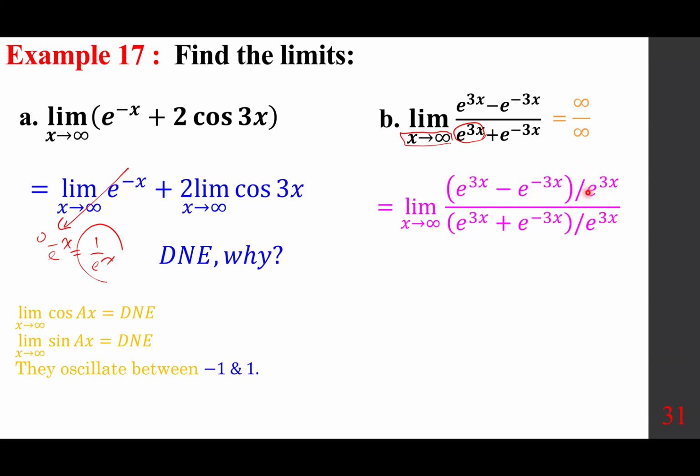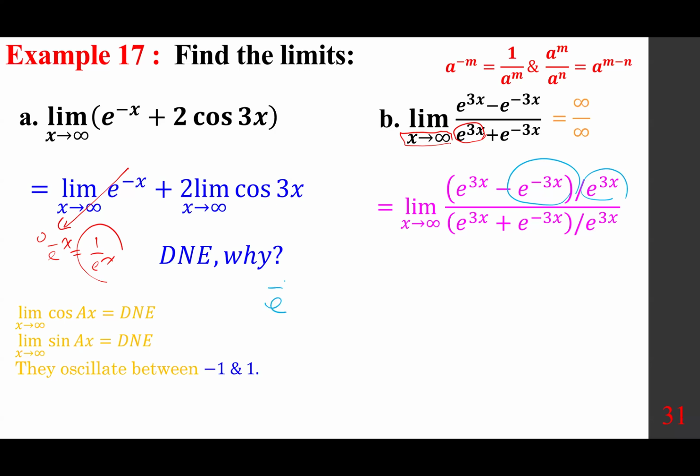e to the power of minus 3x divided by e to the power of 3x is e to the power of minus 6x. Why is that? A couple of ways to look at it. a to the power of negative n is 1 over a to the power of positive n. a to the power of m over a to the power of n is a to the power of m minus n. So if I look at just this one, you are going to divide this one by that.